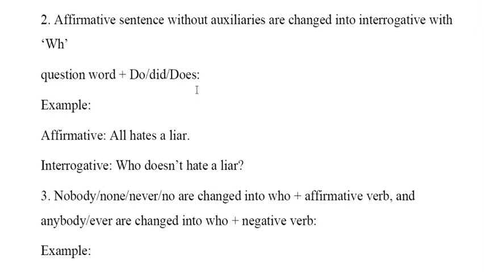Rule 2 says if we do not find any helping verbs, then we'll take do, does, did. So it says, all hate a liar. You can change it to interrogative, taking WH words with who doesn't or who didn't according to tense. So, who doesn't hate a liar. So an affirmative sentence without auxiliary changes into negative with a WH word plus do, does, did.